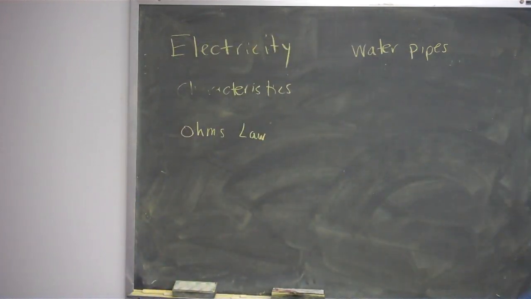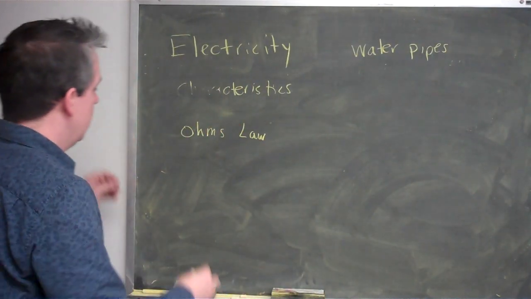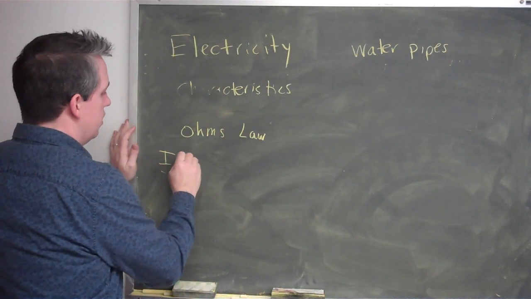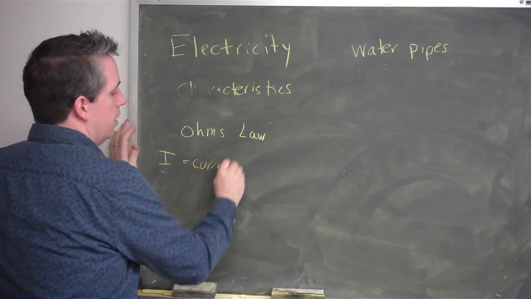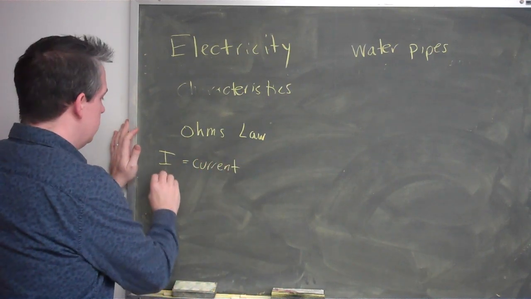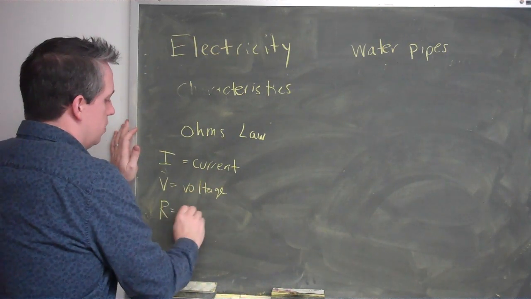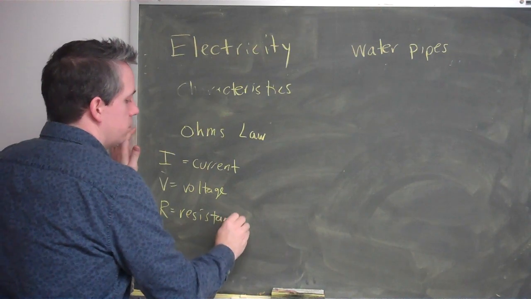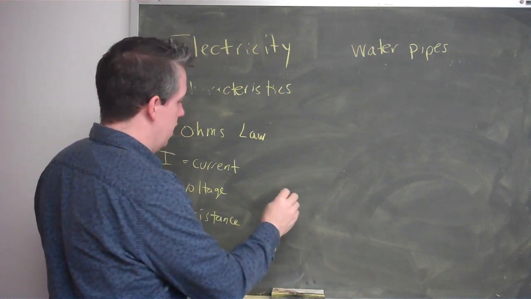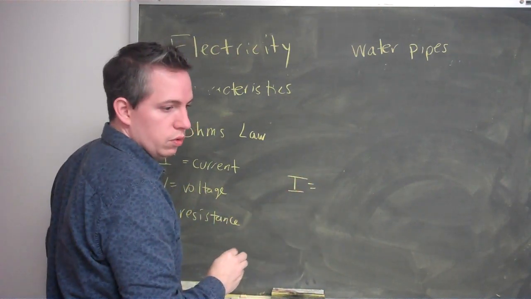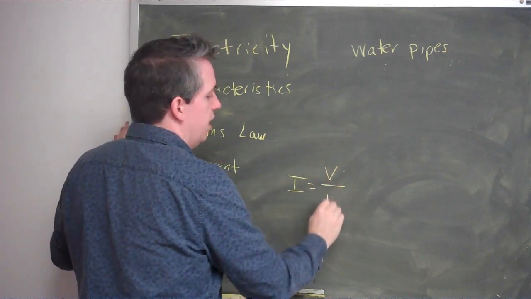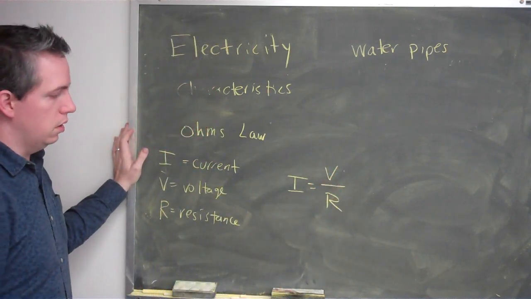And Ohm's law is a law that basically tells us how these three numbers are related to each other. Ohm's law is really a formula, and it tells us that if I is the current, measured in amps, and V is the voltage, and R is the resistance, then Ohm's law tells us that the current is equal to the voltage divided by the resistance.